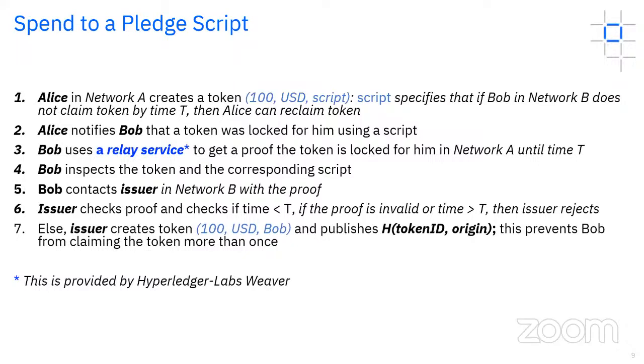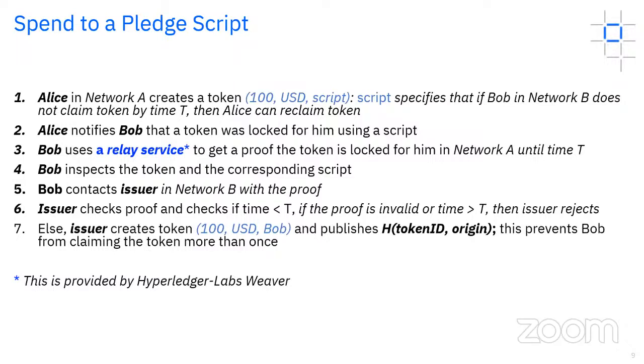Now the issuer would check that the proof is valid, and then check that the timeout has not elapsed, because as I mentioned at the beginning, Alice would specify a timeout before which Bob can claim the token. So if either the proof is invalid or the timeout has elapsed, the issuer would just reject. So he would decide, okay, I'm not going to create the token. However, if the timeout has not elapsed and the proof is valid, the issuer would create a token that has the same value, the same type, and which is intended for Bob.